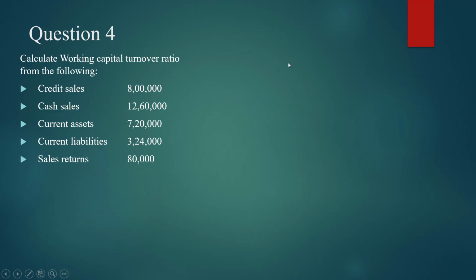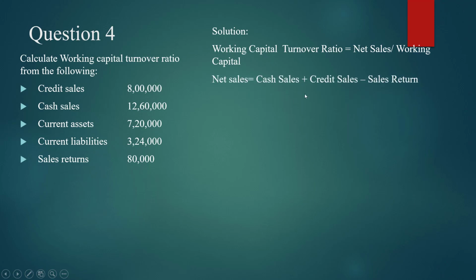Next question, we'll find out first. Calculate working capital turnover ratio from the following. These are the information. Now we have to calculate working capital turnover ratio. Formula for working capital turnover ratio is net sales divided by working capital, right? So net sales, how will you get the net sales? We have to take all the sales value, right? We will not consider only the credit sales. We have to take all the sales. Cash sales plus credit sales minus the sales return, if any.